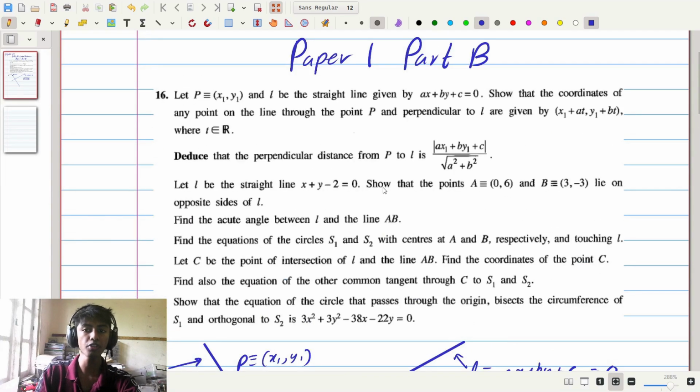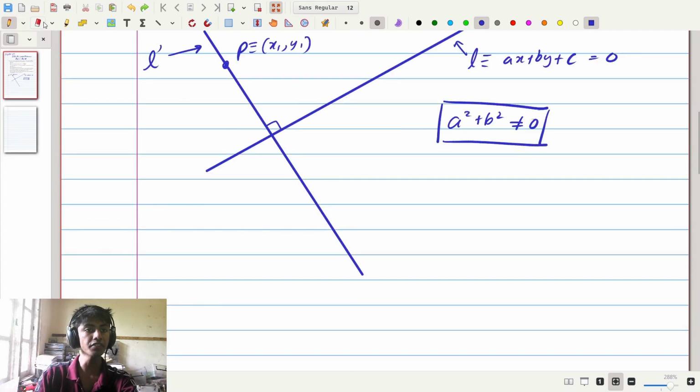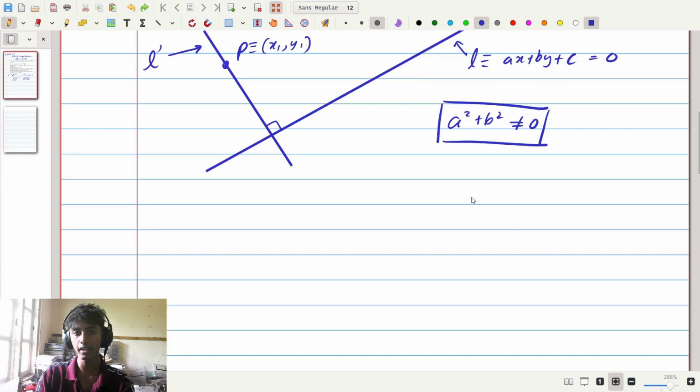Now with this, the question is asking us to show that any point on this line can be given by the parametric form (x1 + at, y1 + bt), where t is a parameter and an element of the real numbers. For this, we need to first find the actual equation of the line L dash. To find that equation, we can consider the properties of the line L dash. Immediately we can see, since L dash is perpendicular to the line L, if the gradient of the line L is m1 and the gradient of the line L dash is m2, then m1 times m2 must be equal to negative 1.